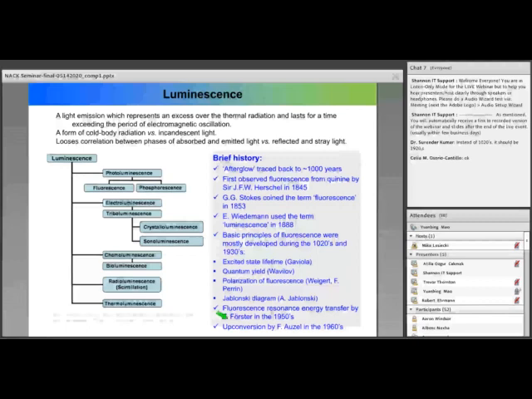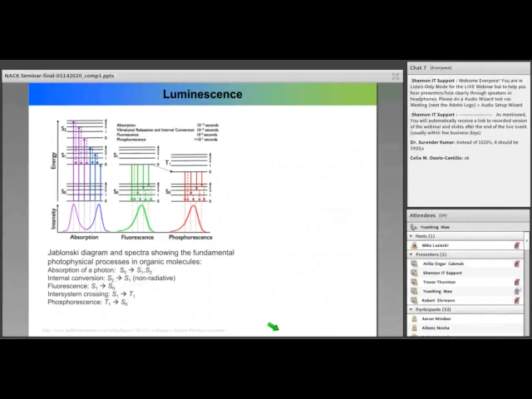For those of you who work with bioimaging, this is a very common process. And then in the 60s, upconversion was actually developed by Auzel in the 1960s. So that's a little bit of brief history. I hope that gives you a little bit of background on that. And then this is the one thing I started talking about, the Jablonski diagram.